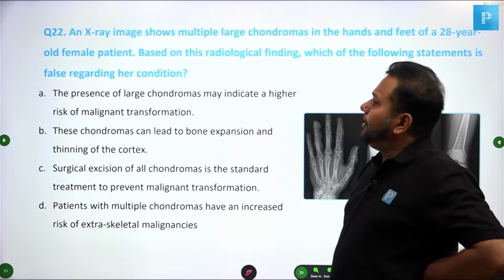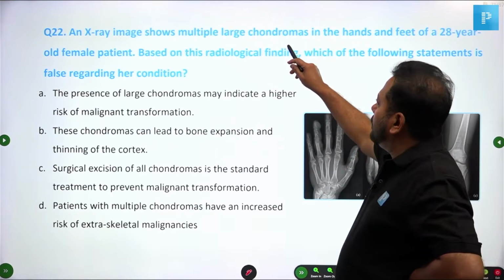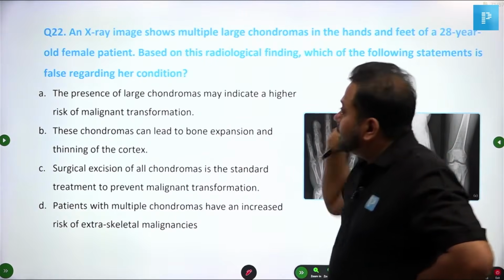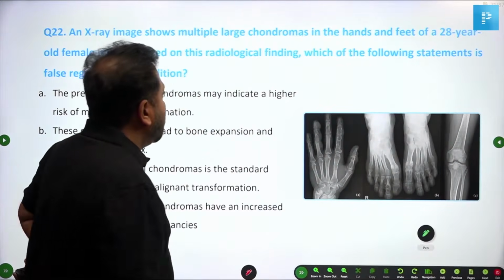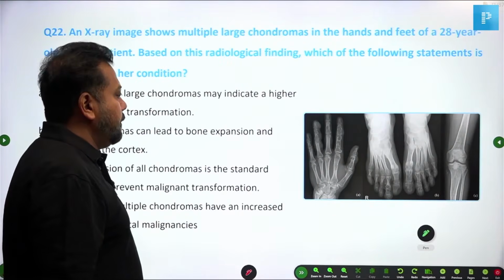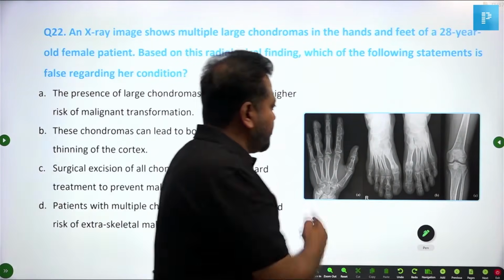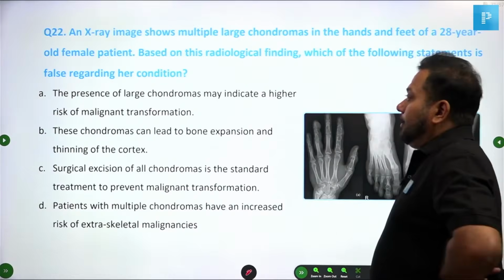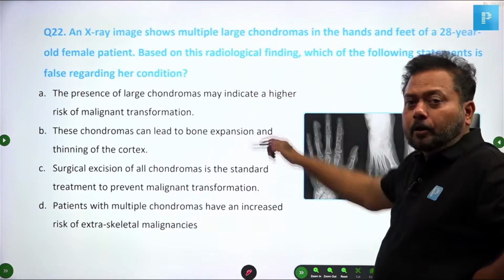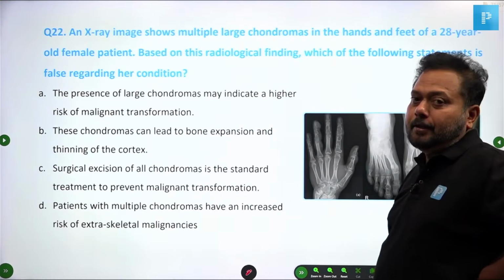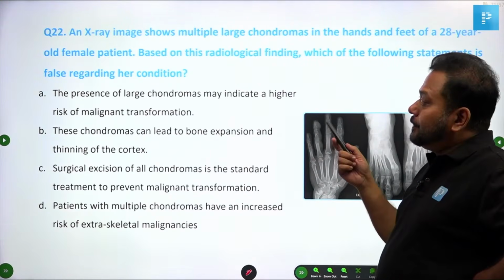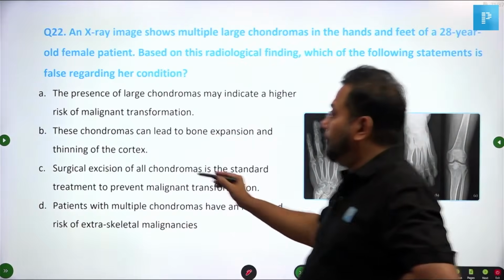An X-ray image shows multiple large chondromas in the hand and feet of a 20-year-old female. Based on this radiographic finding, which of the following statements is false regarding this condition? So this is a case of multiple enchondromas, which is otherwise called Ollier's disease. Which is false is the question.